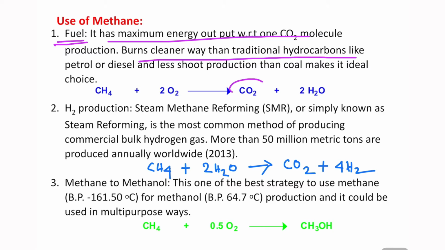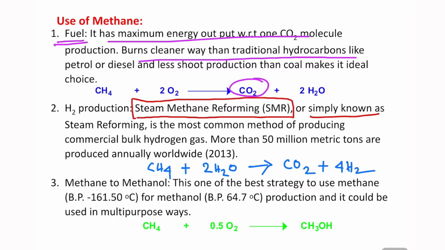Okay, it does produce CO2, and this CO2 is also responsible for global warming, and remember, this is also a polluting gas. Second thing, hydrogen production. This is very interesting, student. Steam methane reforming, or SMR. I have already discussed hydrogen production in a previous video. You can see it there. Actually, right now commercially hydrogen is produced from natural gas, where methane is the major contributor.